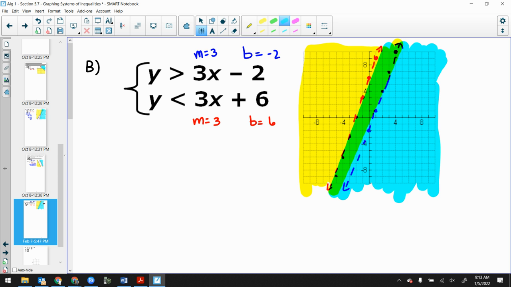On the test, are we going to give examples of points? Yeah. There are a couple questions on the test where I ask you, okay, give me an example of a solution. Give me an example of not a solution.